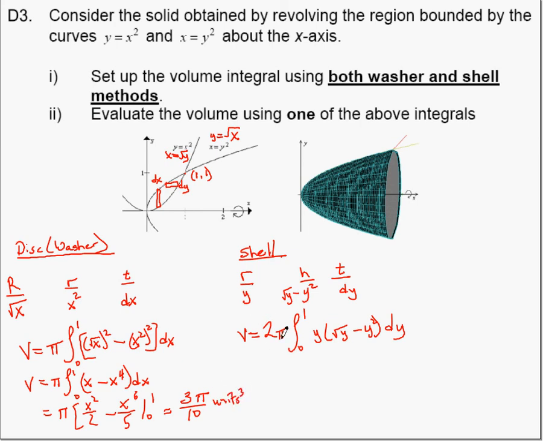Now if you chose to do the shell method, you'd also get 3 pi over 10 units cubed. We're still talking about the same shape we're generating, so the volume of the shape stays the same. The method we solve doesn't affect the answer.